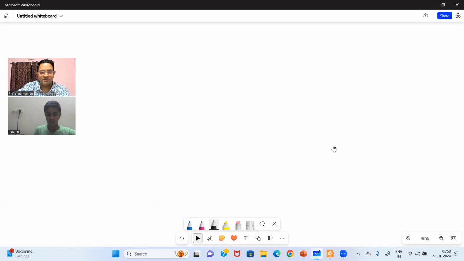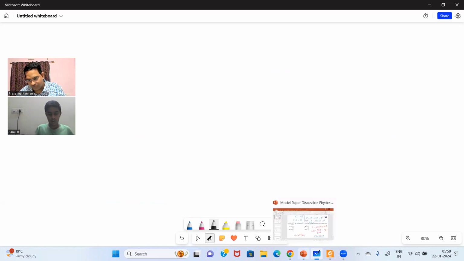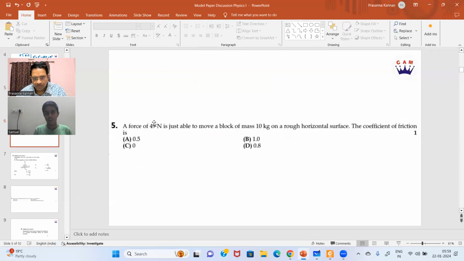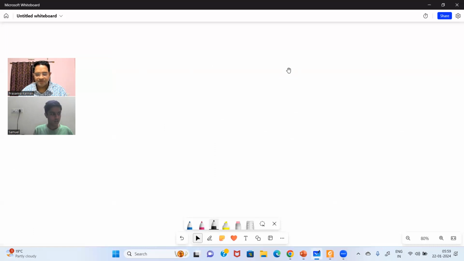Only the applications we had discussed as far as graphs were concerned, which was a homework for you, right? We were discussing a few questions in the model paper. Before we discuss the next question, the next question is from laws of motion. The moment we go to the next question, it involves force, it involves friction. So we need to give some basics, and then I'll come to this.